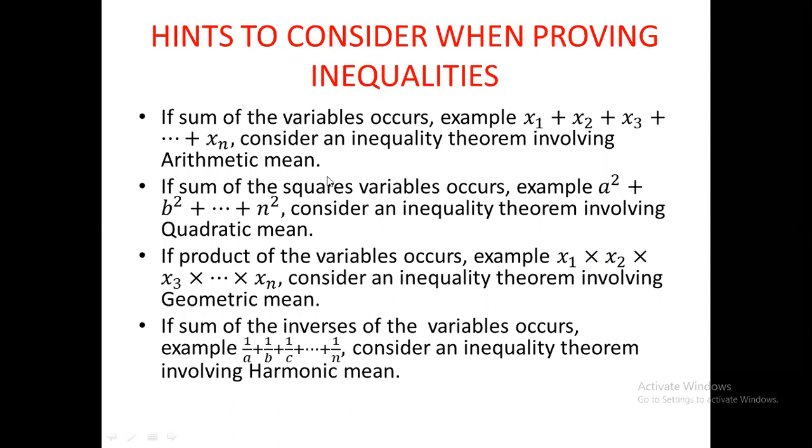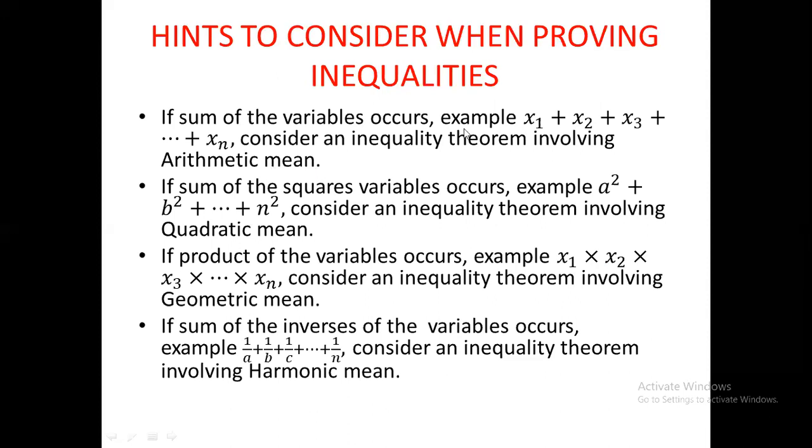So these are some hints on what to look for and what to try when you are attempting to prove an inequality problem. I said if you see a certain sum like x1, x2, x3 up to xn, it's advisable you consider arithmetic mean. So you consider an inequality theorem involving arithmetic mean. You could consider the QM-AM inequality, or of course the AM-GM inequality, or the AM-HM inequality. These theorems involve the arithmetic mean.